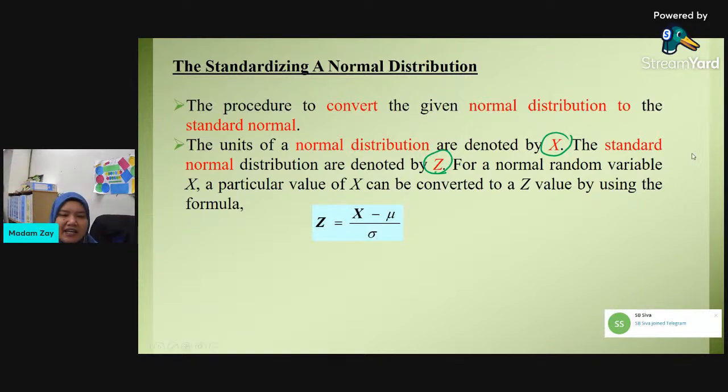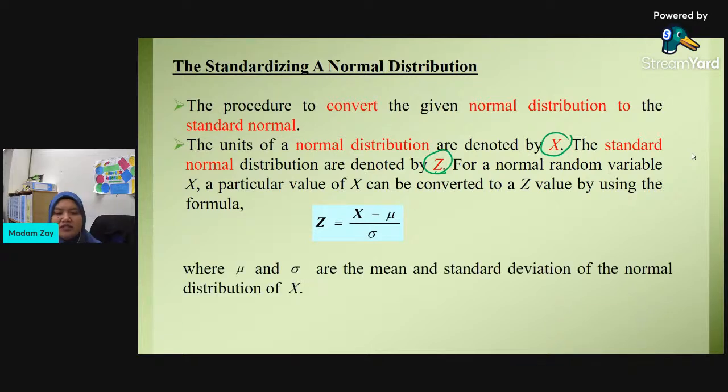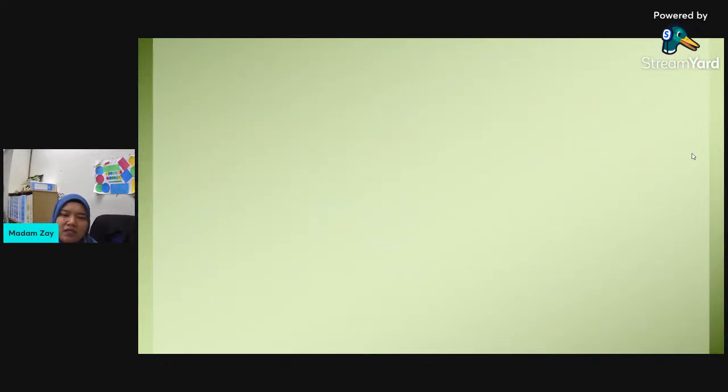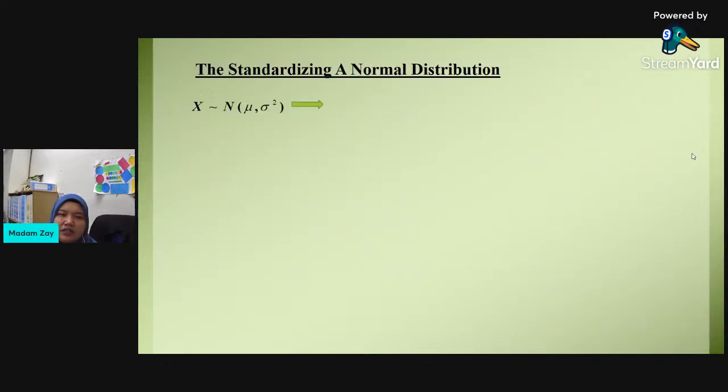So, bila you ada nilai X, nak cari probability kan, tapi you tak ada table untuk X tu, so you kena standardize dia. So, bila nak standardize, kita guna formula ini. Dapatkan nilai Z bagi X tersebut, which is Z equal to X minus mu over sigma, where mu and sigma are the mean and standard deviation of the normal distribution X. Okay, so nampak macam blur lagi kan? Tak apa, kita tengok. So, X is a normal, following normal, parameter dia mean dengan sigma square kat sini dalam ni.